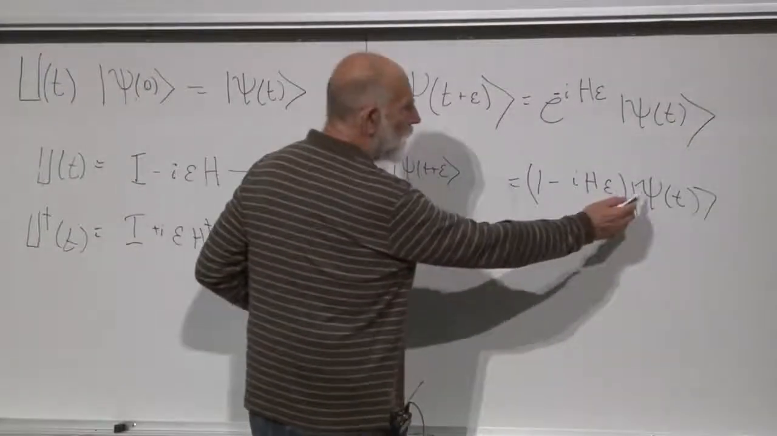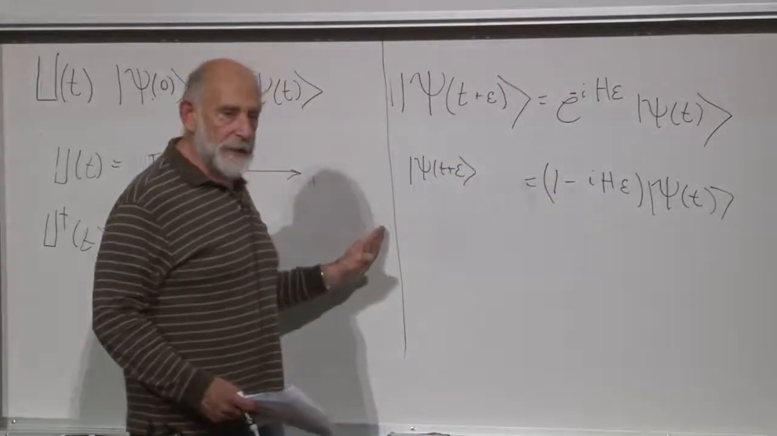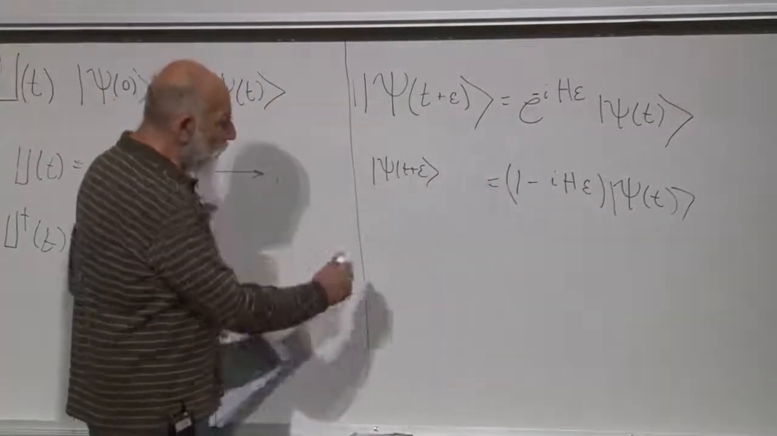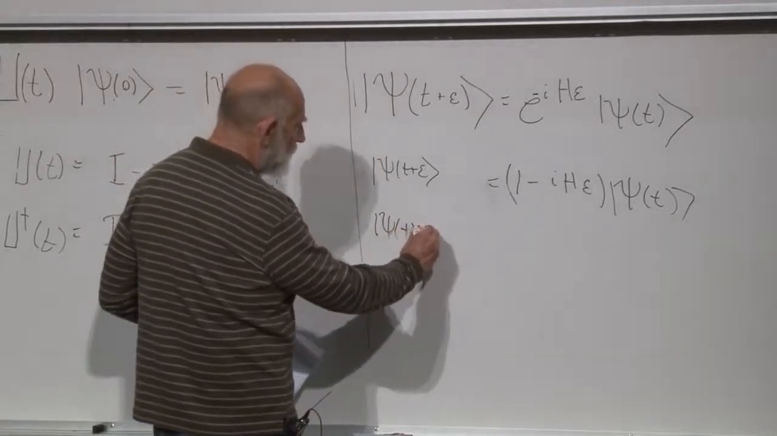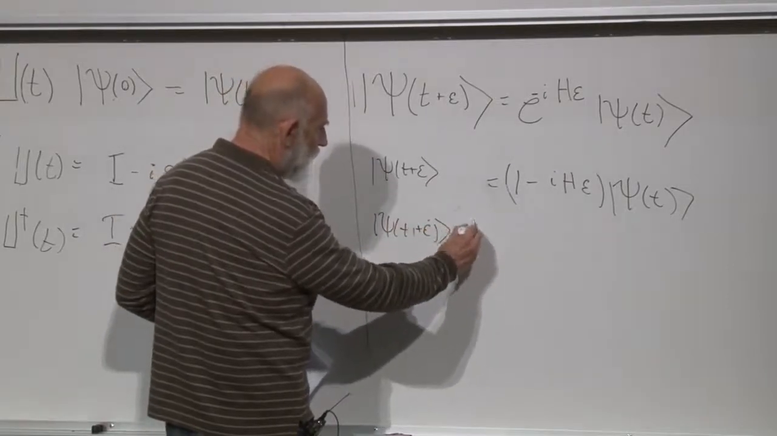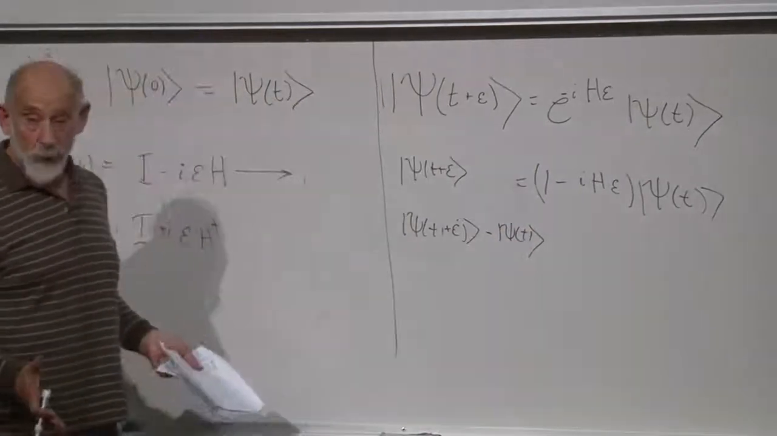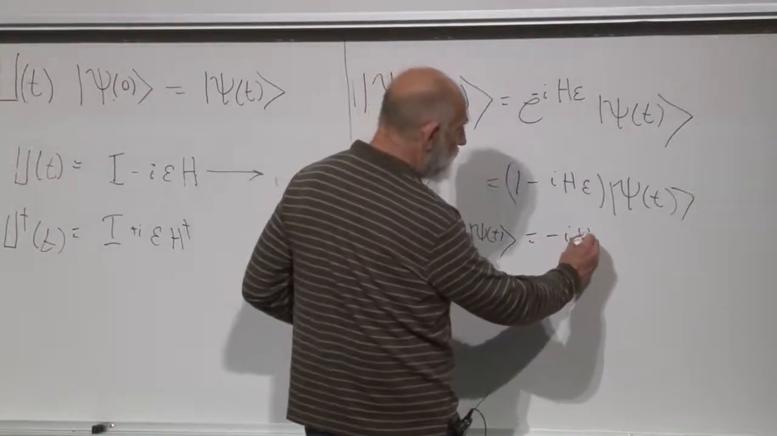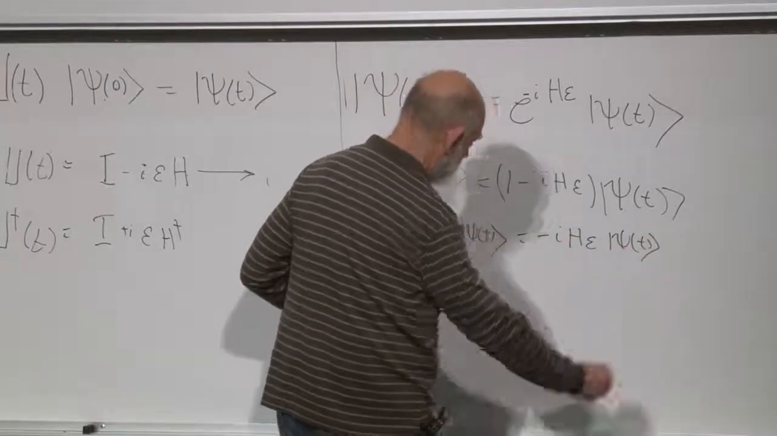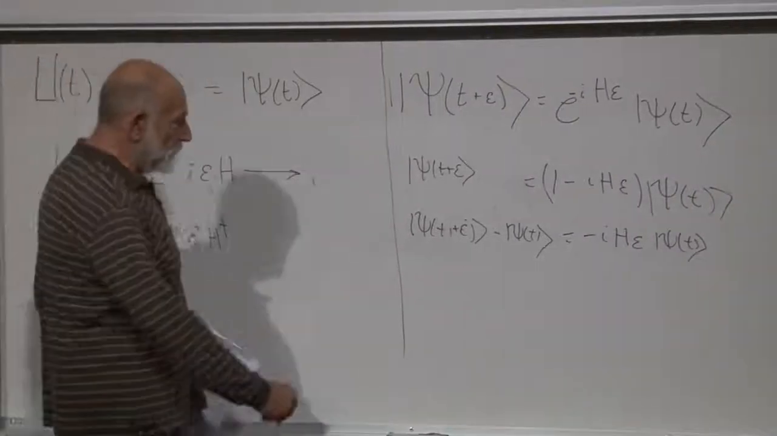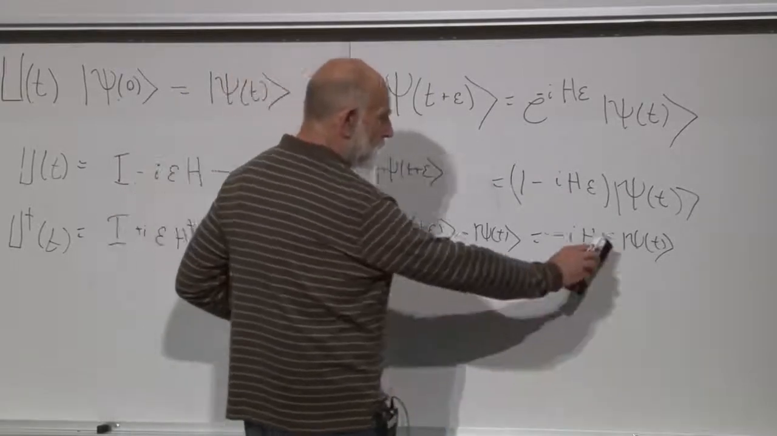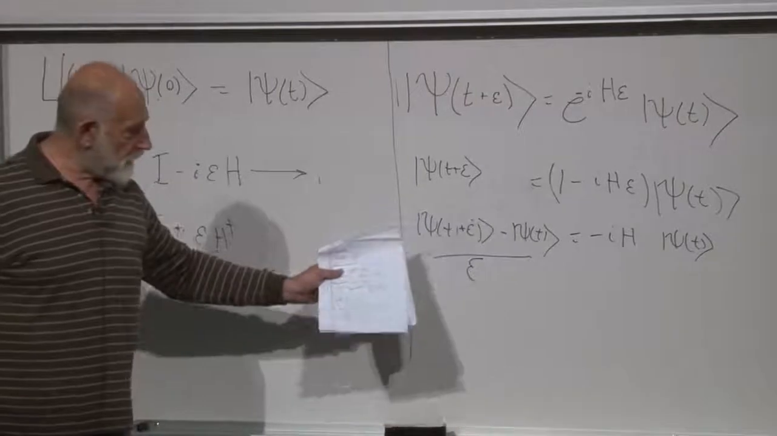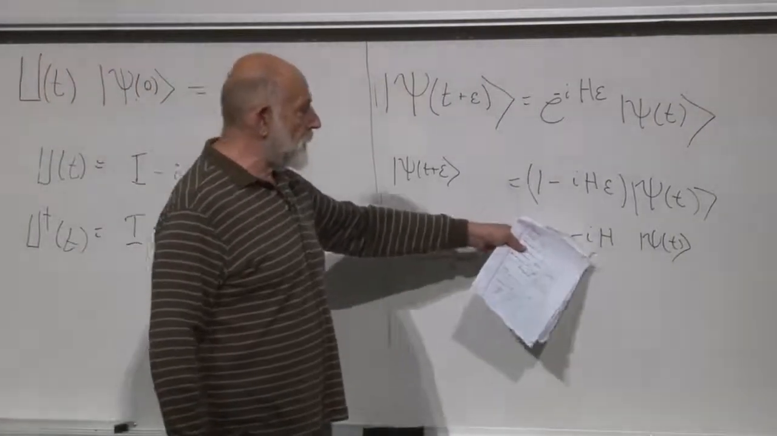Now let's multiply out. 1 times psi of t is psi of t, but let's take that over to the left-hand side. The term coming from 1 will give us the difference, psi of t plus epsilon minus psi of t. You see where we're going. We're building a differential equation for psi. Psi of t plus epsilon minus psi of t is just equal to minus iH epsilon psi of t. And finally, divide by epsilon. What's the left-hand side? The left-hand side is the time derivative of the state vector psi, and the right-hand side is just minus iH psi of t.